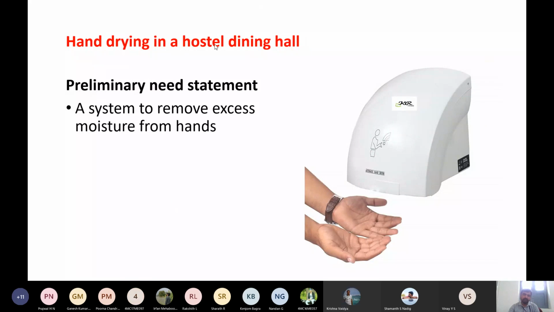Okay. So what are the specifications of a hand dryer?